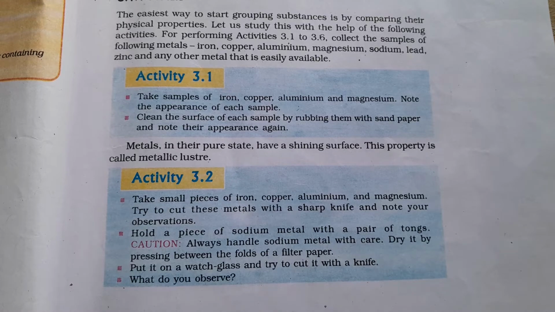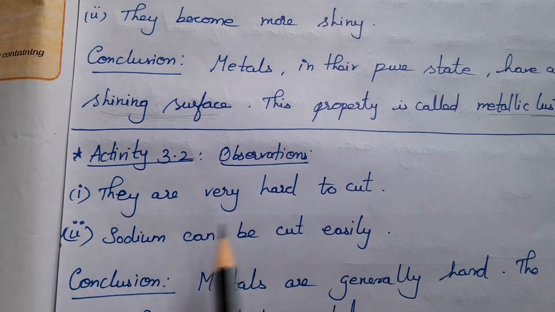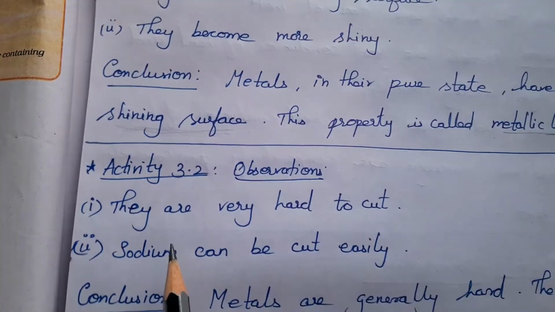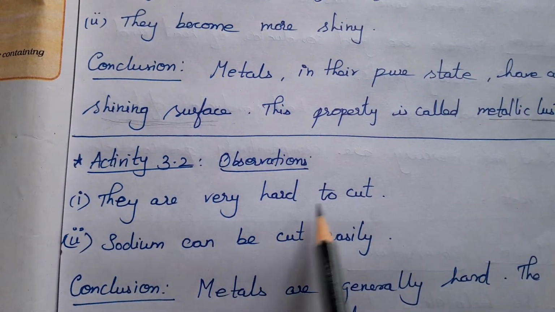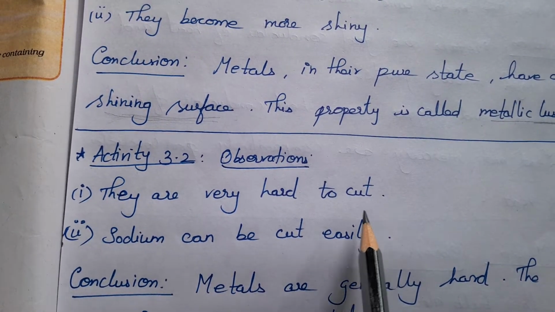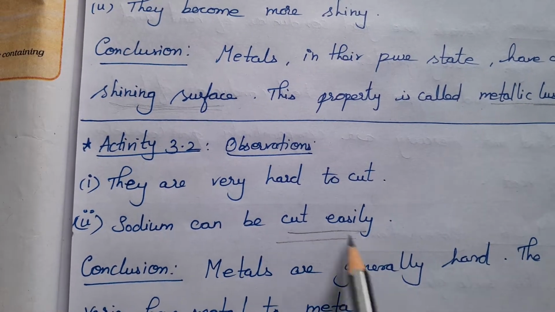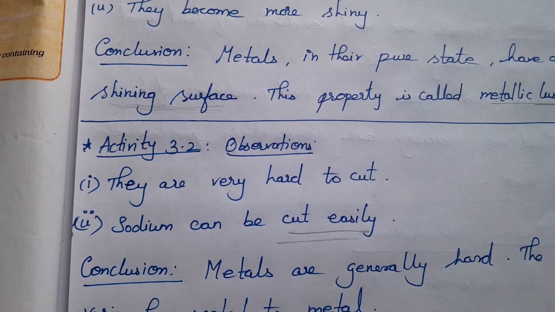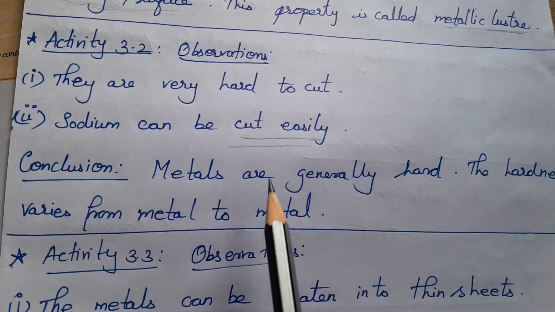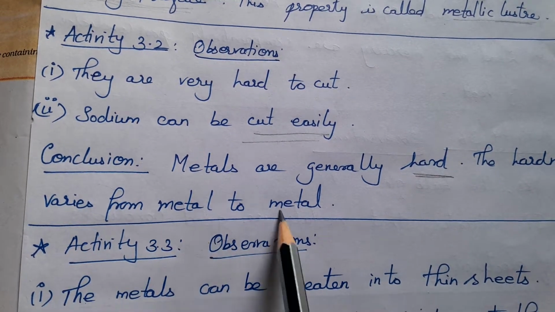What do you observe? If you take the iron, aluminum and copper, they are very hard to cut. If you cut with a knife, it is very hard to cut. But in case of sodium, it can be cut easily. So what is your conclusion from this? Most of the metals are generally hard, and this hardness varies from metal to metal.